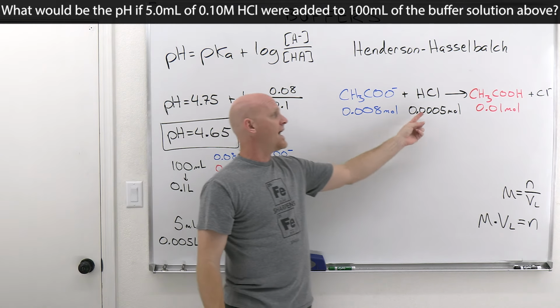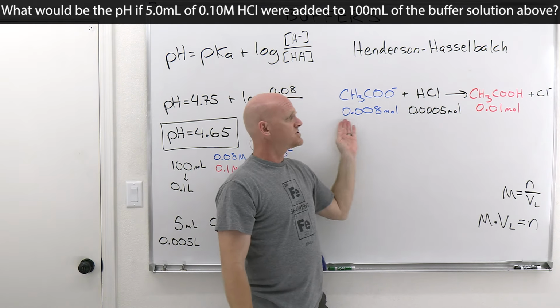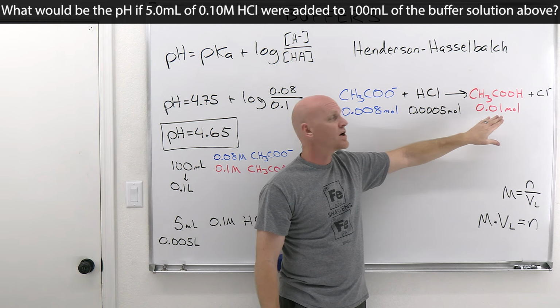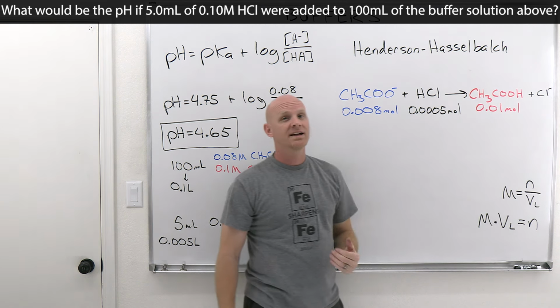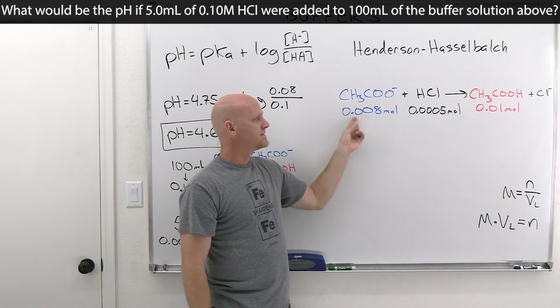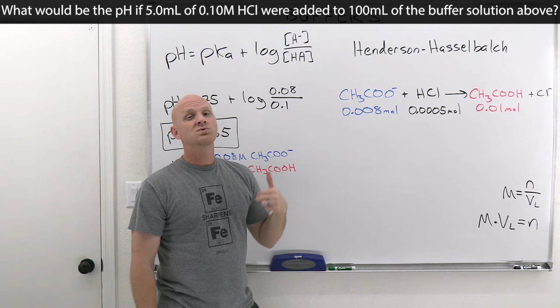Now, these are the two reactants, but notice normally we just add two reactants. We don't start with any of the product, but we have the product already in our solution. We already have 0.01 moles of the acetic acid in the solution, so I'm taking that into account. Now, between the two reactants here, which one's going to run out first? Which one's the limiting reagent?